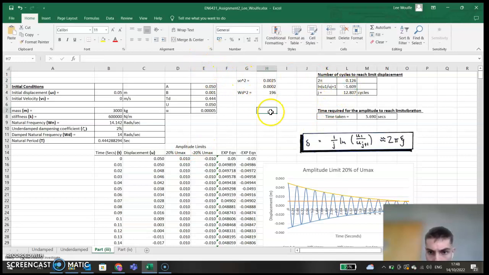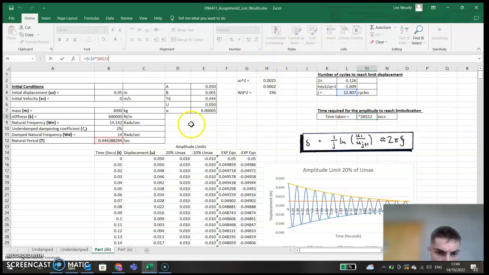Once we got that formula in, we just put it in to get j, which was just the ln divided by 2 pi zeta. So I must put in zeta there. Then to get our time we actually had to get the natural period of the system. The natural period of the system was got from the natural frequency. So it's just 2 pi over the natural frequency. To get the time taken, what we done was we multiplied the number of cycles by the natural period of the system. That gives us that value.